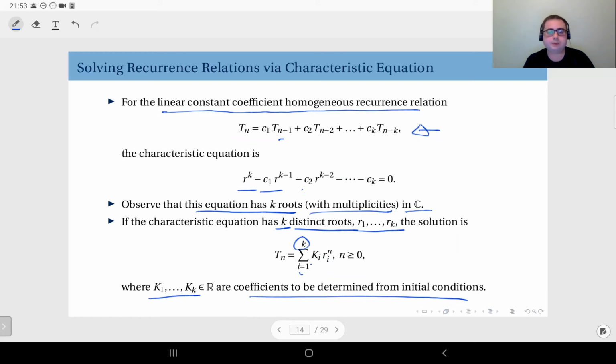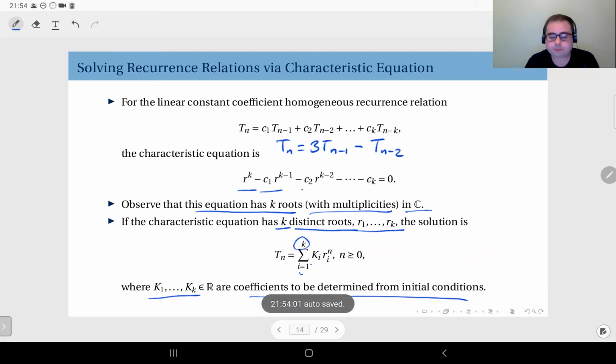Okay, so there are some common mistakes here, some pitfalls maybe I can point out. For instance, take the recurrence relation Tn equals 3 Tn minus 1 minus Tn minus 2. So the characteristic equation for this is not r to the power 2 plus 3r minus 1 equals 0. So a common mistake is, well, this is 1. This will refer to r squared, but this will be the coefficient of r, and this will be the coefficient of 1. That's not the case.